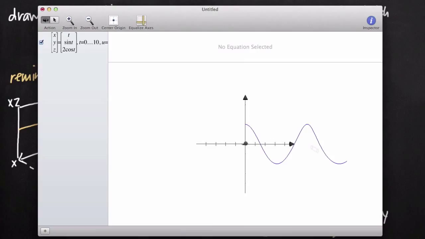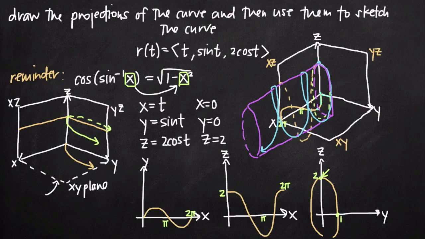If I want my yz shadow, I can just turn it this way. Here's y-axis and z-axis, and I can see this creating an oval as it circles out along the x-axis as we come further and further in the positive direction of the x-axis. And then if I just put it back in perspective here, I can see how it wraps around the x-axis like this. So that's how you draw the projections of a vector function defined by parametric equations, and then use those projections to draw your curve in three-dimensional space.